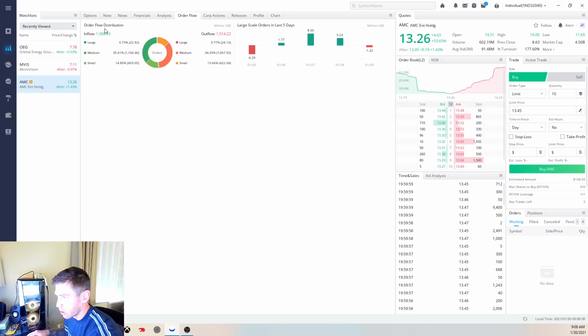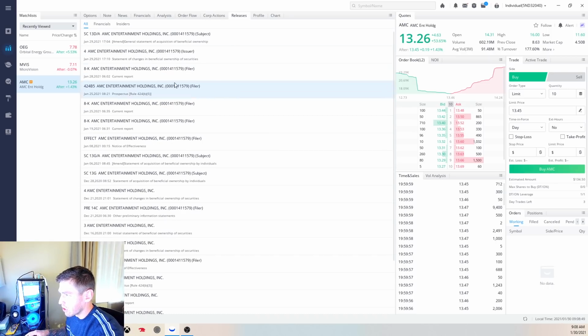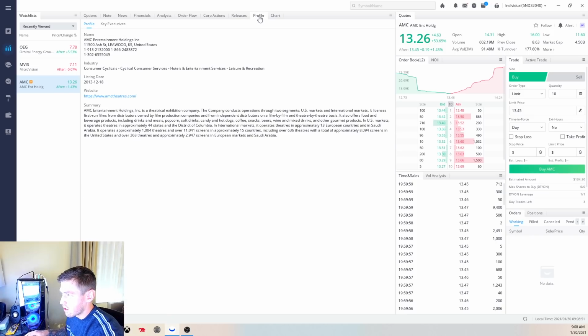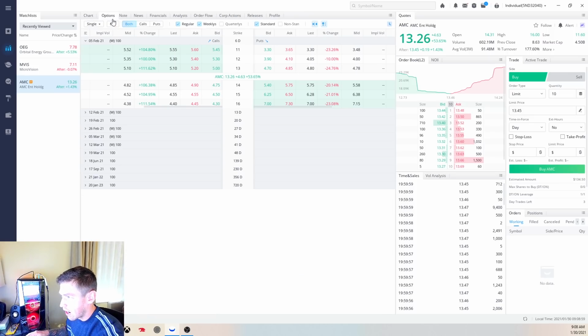Order flow, it'll show you large, medium, small, overall size. The outflow, which is the sell, it'll show you that as well. Large scale orders in the last 5 days. Corporate actions, so you've got dividends, special dividends, releases. These are just different press releases. Profile, it'll tell you what the company is, what they do. And then the chart right here, as we saw, it will show you that. And you can organize these in any specific way that you'd like. Move them around in order of significance for you.